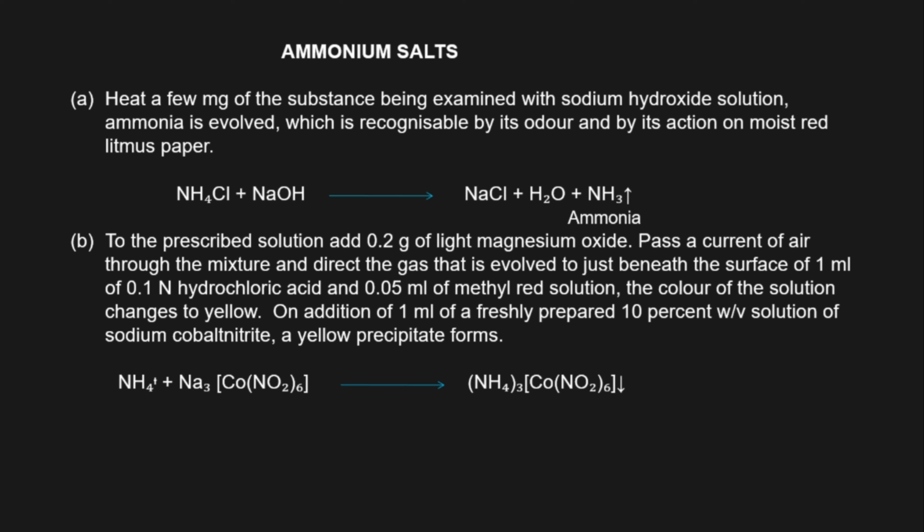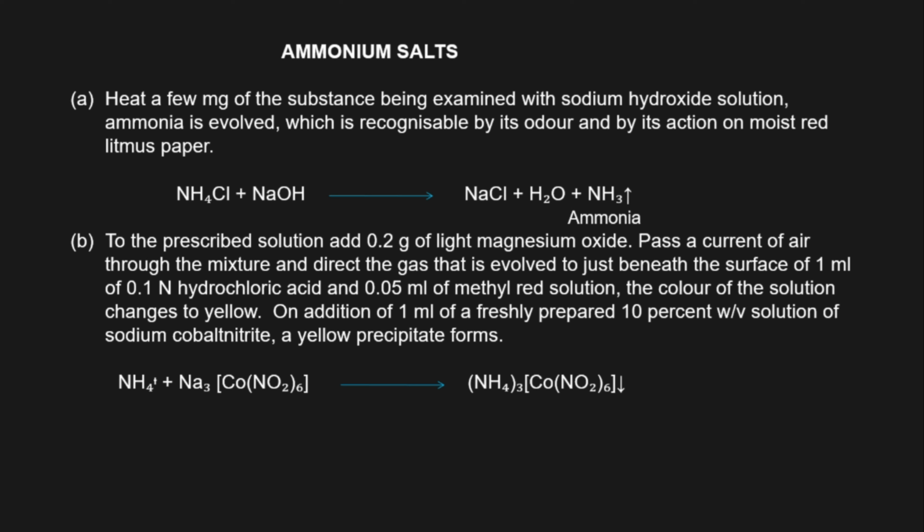On addition of 1 ml of freshly prepared 10% weight by volume solution of sodium cobalt nitrite, a yellow precipitate forms. Here the ammonium ion reacts with sodium cobalt nitrite to form ammonium cobalt nitrite precipitate, which is a yellow precipitate.